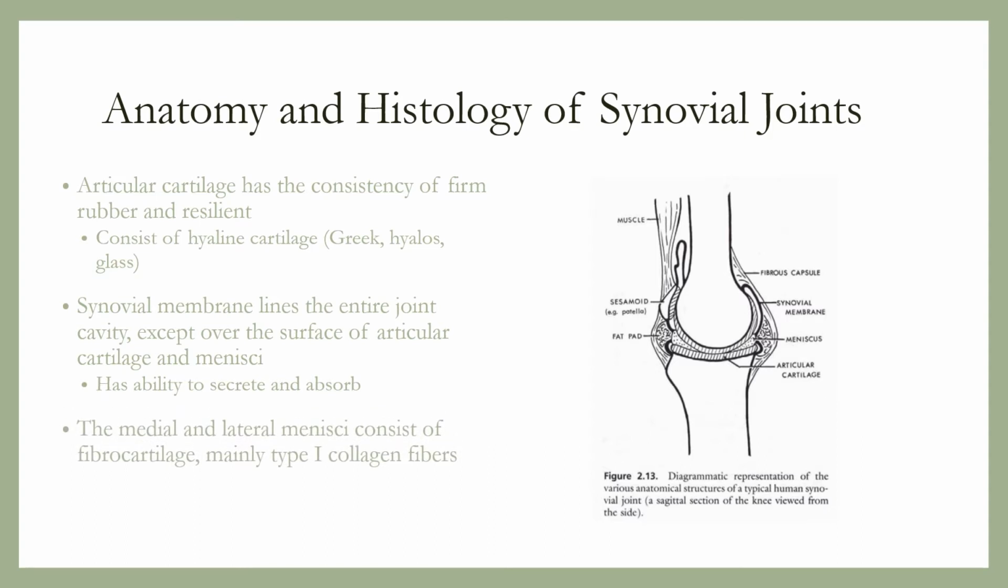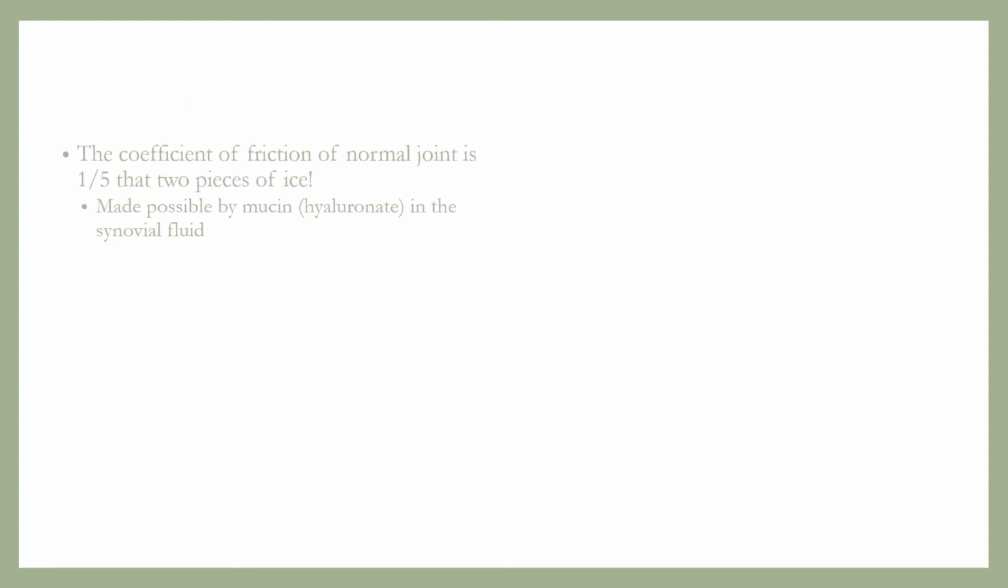The medial and lateral menisci consist of fibrocartilage, mainly type 1 collagen fibers. The coefficient of friction of normal joints is 1/5 that of two pieces of ice. This is made possible by mucin in the synovial fluid.